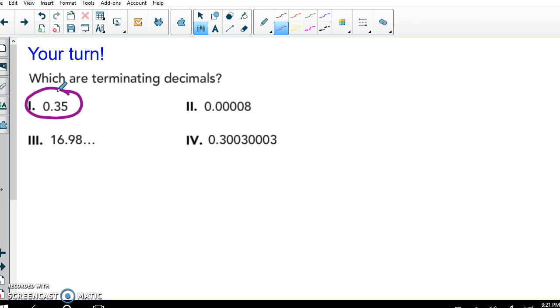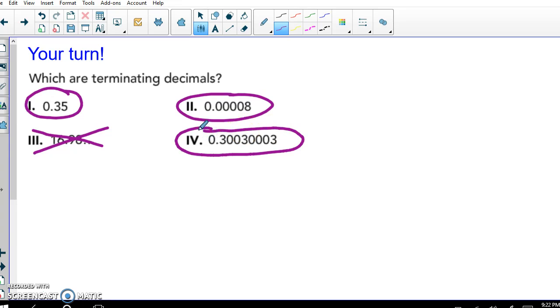Number 1 is fairly obvious, no repeating bar, so that has a clear end. Decimal number 2 as well has a clear end. Decimal 3 is clearly not a terminating decimal because it has the dot, dot, dot, but don't be tricked on number 4. Number 4 is not a repeating decimal, even though it only has 3's and 0's. It has 3 followed by 2 zeros, and then a 3 followed by 3 zeros, and then a 3, but there's no dot, dot, dot, and even within these digits, there's no repeating pattern. So don't let that fool you.